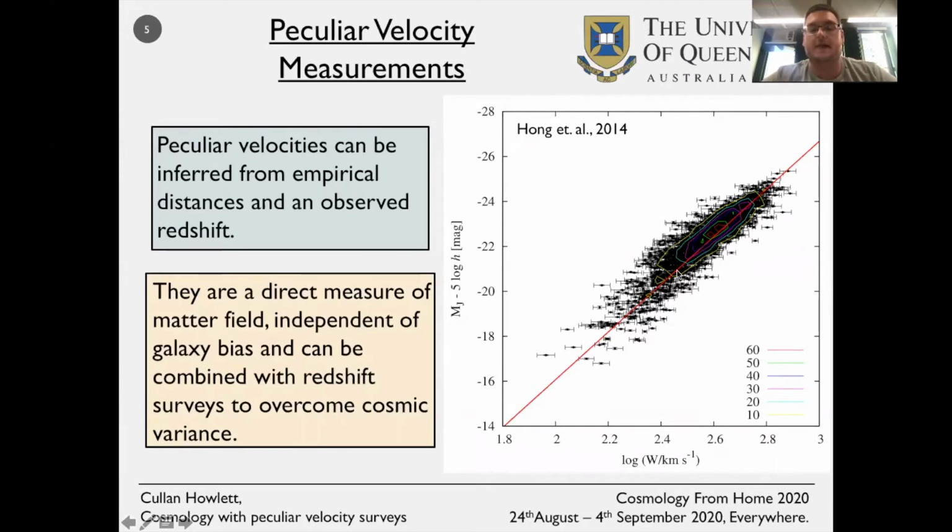So by measuring the rotation speed of a galaxy, we can infer its true intrinsic luminosity. We can then compare that to its apparent luminosity, and from there we can get its peculiar velocity. This is an empirical relationship, so it has to be calibrated. And so this is an example here of the calibration, which for the Tully-Fisher relation is just a straight line.